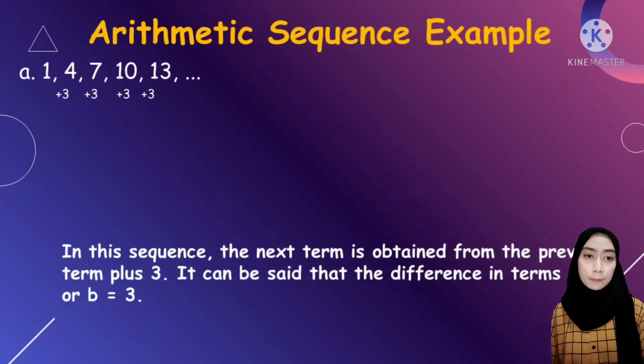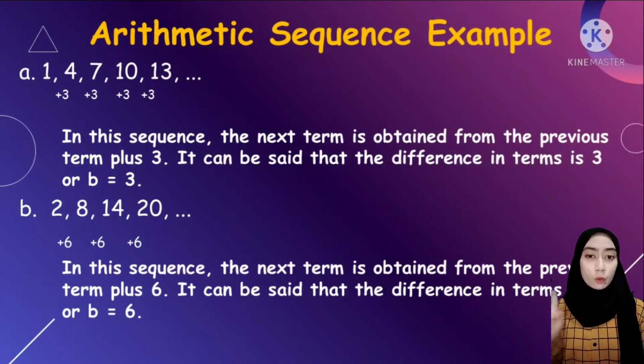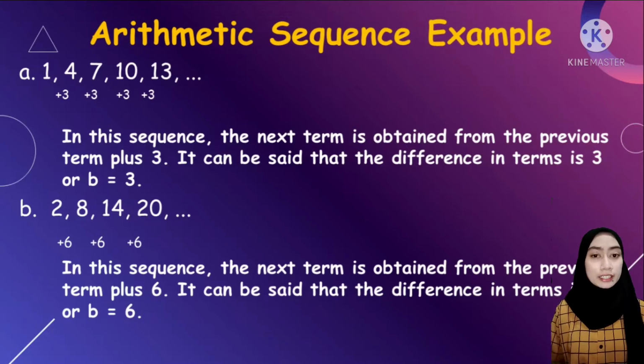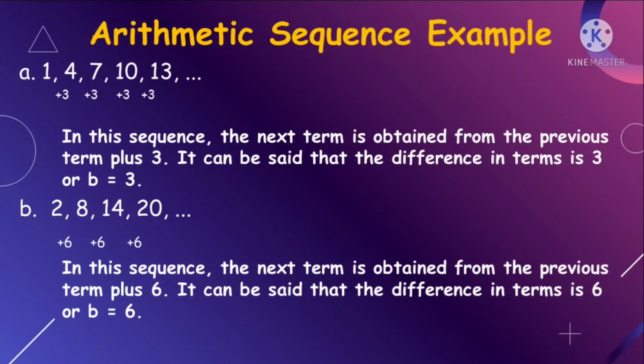Arithmetic sequence example. A. The numbers 1, 4, 7, 10, 13. Each item that makes up a sequence is called a term. The first number in the sequence is called the first term, the second number is called the second term, and so on. Terms in a sequence are usually symbolized by a lowercase a. The first term is called a1. We can say that in this particular sequence, a1 equals 1.